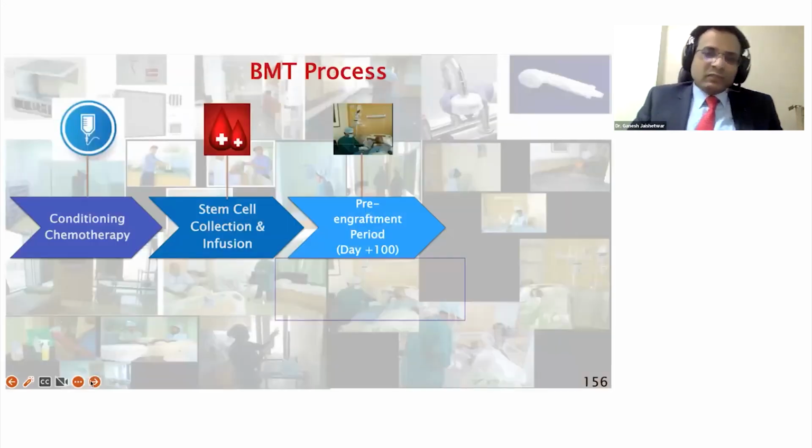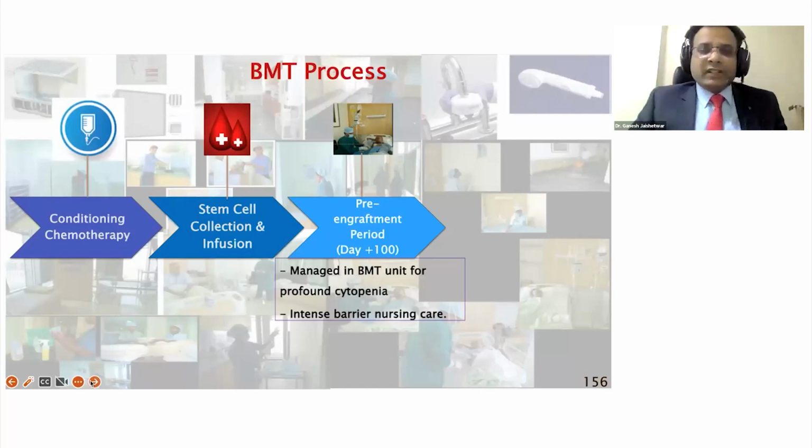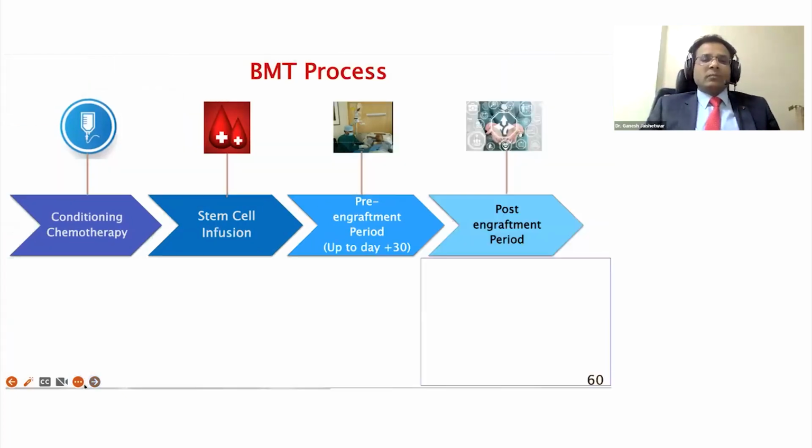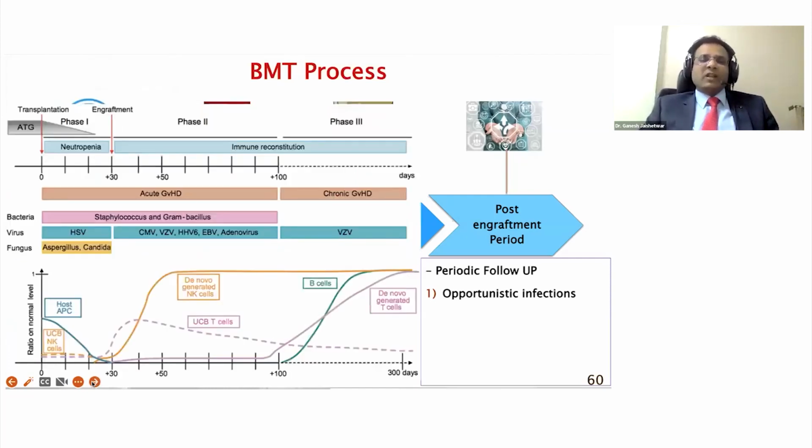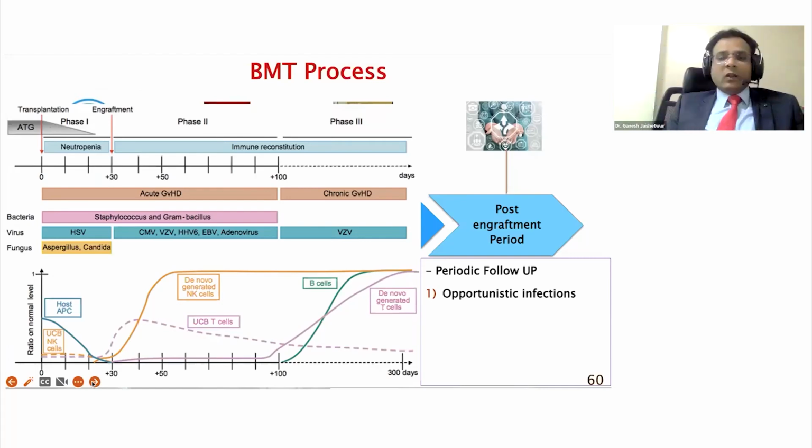Now then, after this comes the post-engraftment phase, where the community practitioners need to be aware of 3 important complications in this period. So periodic follow-up and monitor for opportunistic infections, because post-transplant, even though the cell counts come down to normal in a span of 3 to 4 weeks, immune reconstitution takes about 6 months to 12 months. So T lymphocytes and B lymphocytes take longer time. So you need to monitor these patients for various weird opportunistic infections.